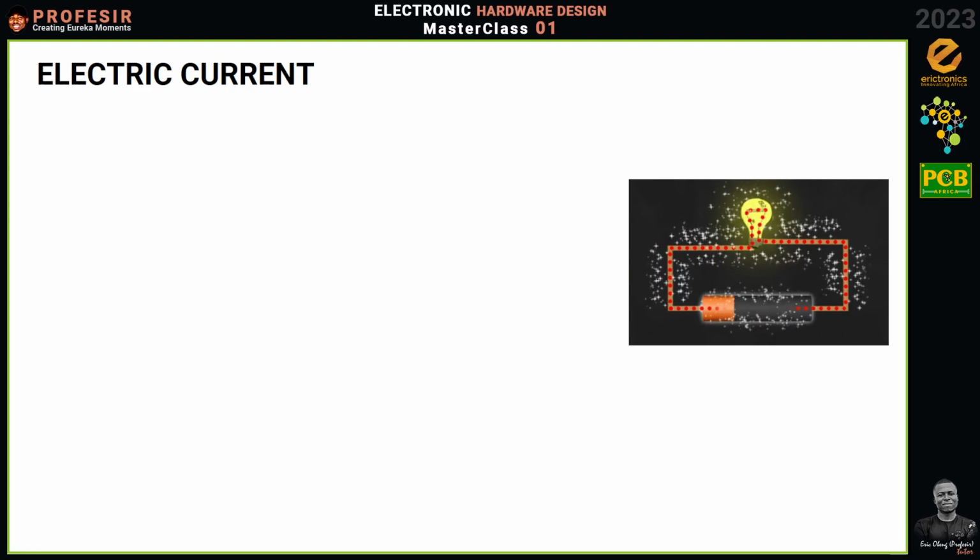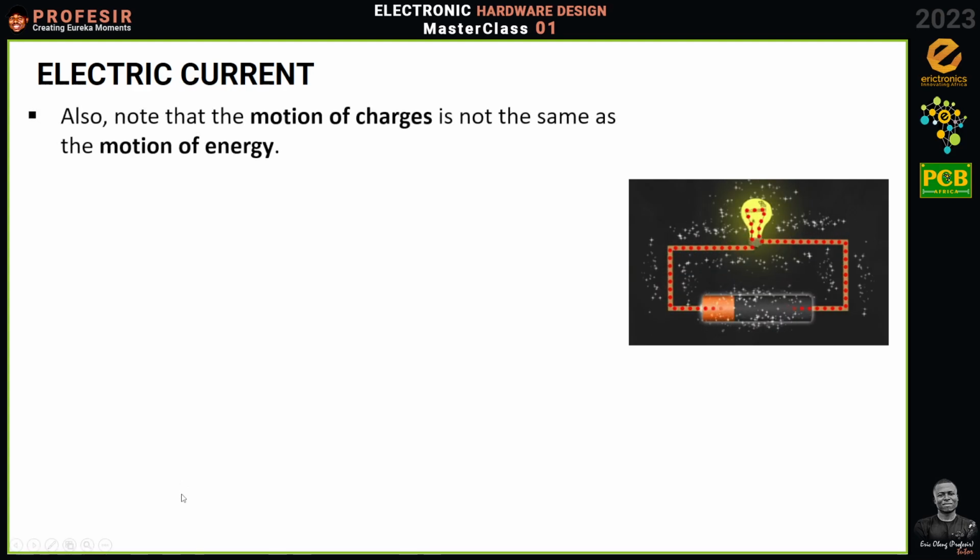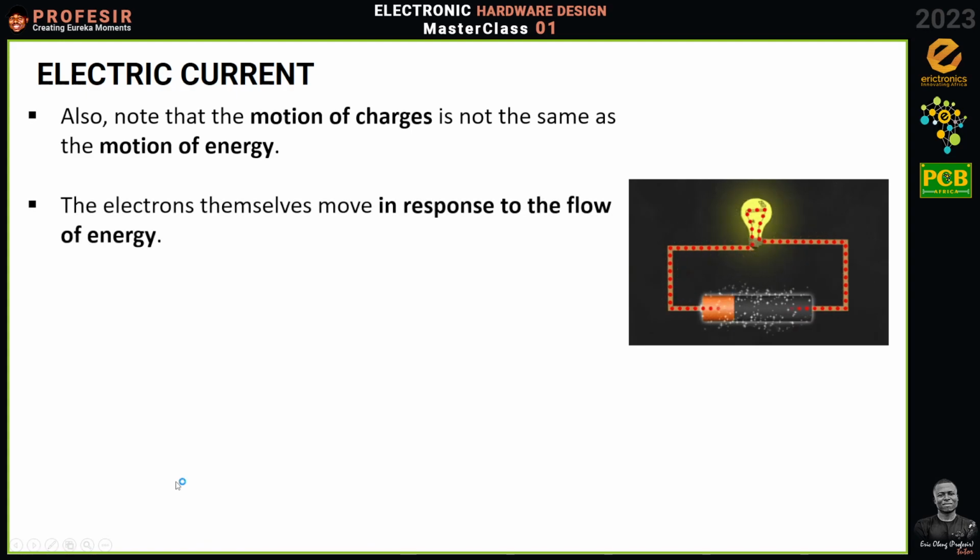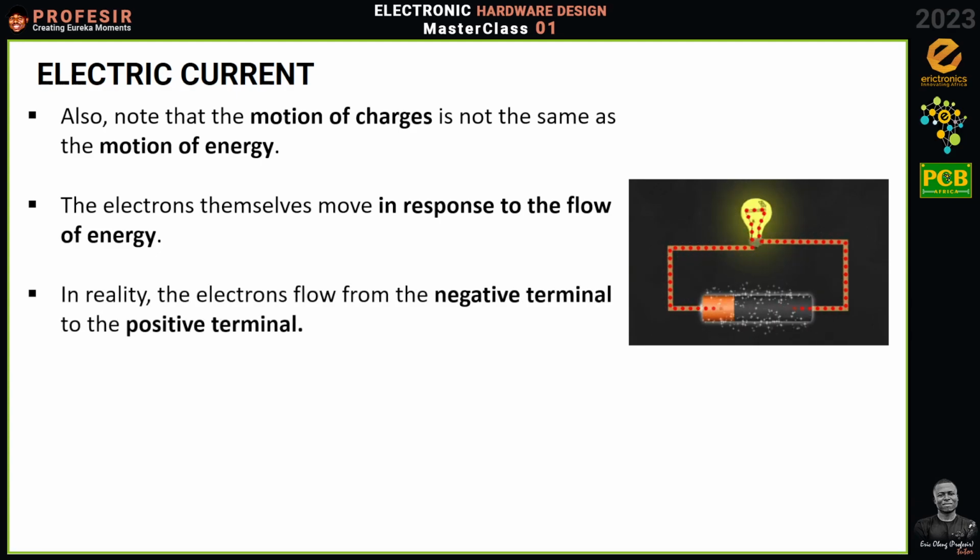The energy of the moving charges is not the energy that powers the load. The energy that powers the load is a separate thing. The electrons themselves are moving about because of the energy that is propagated. Please understand this for me. I think I've stressed that a lot. Note that the motion of charges is not the same as the motion of energy. Electrons themselves are moving in response to the flow of energy, as I've already mentioned.